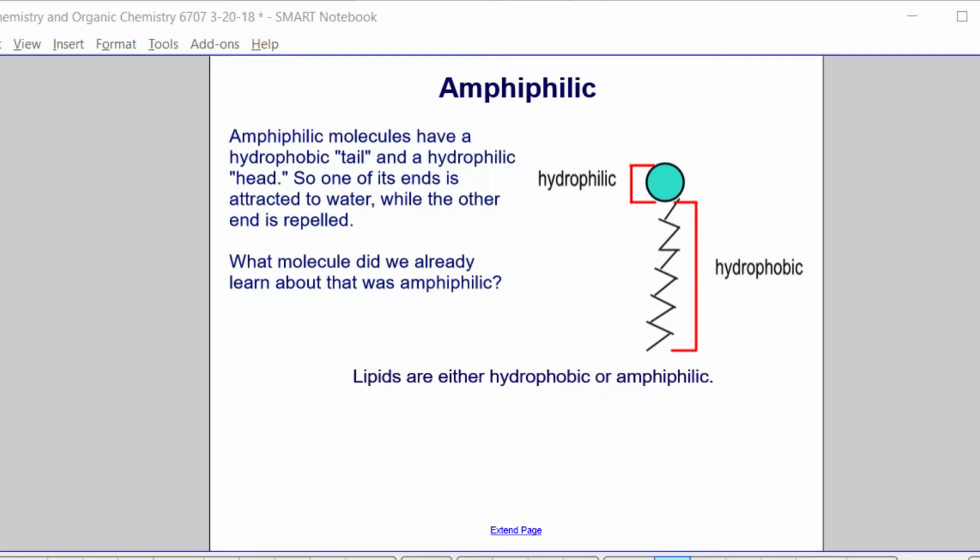Amphiphilic molecules have a hydrophobic tail, which you can see here, and a hydrophilic head here. So one of its ends is attracted to water, while the other end is repelled. What molecule did we already learn about that was amphiphilic? Well, the components of the cell membrane are amphiphilic. Lipids are either hydrophobic or amphiphilic.